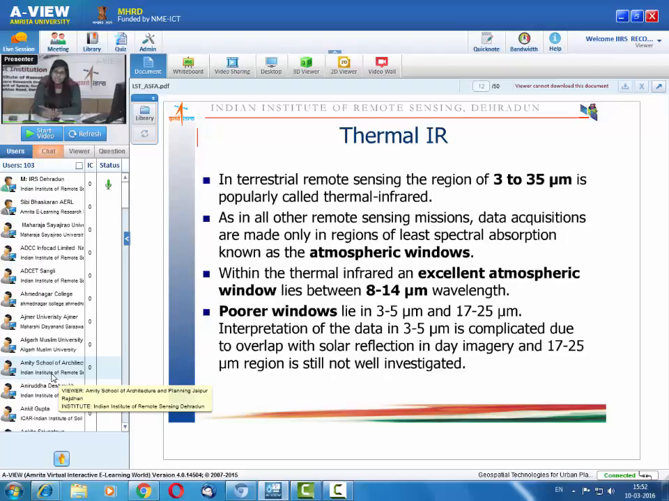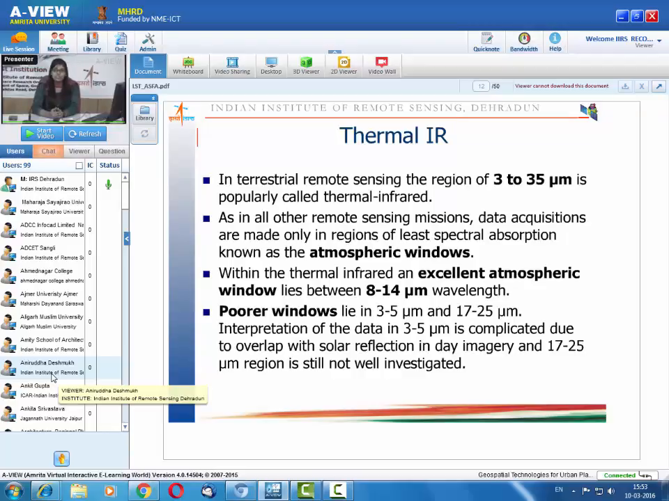So now summing up, thermal infrared in terrestrial remote sensing is the region of 3 to 35 micrometer. Least spectral absorption takes place in the atmospheric window. So it is helpful for all remote sensing applications and data acquisitions that we use an area that has least spectral absorption. Within the thermal infrared, the excellent window that is available to us is 8 to 14 micrometer, as we have already discussed.